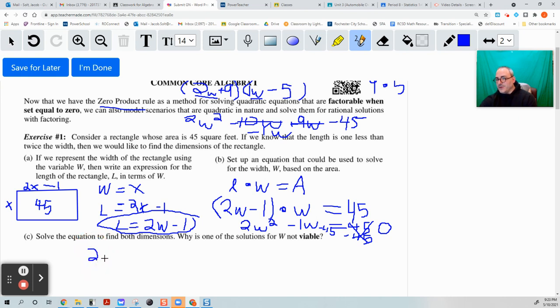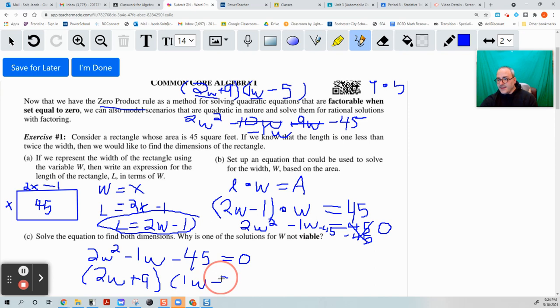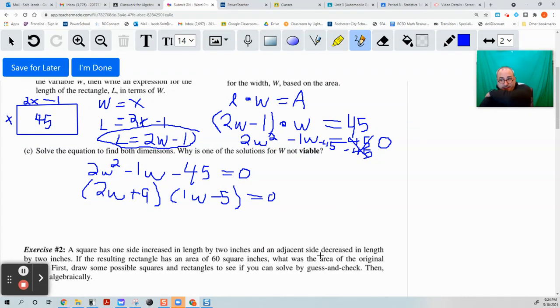Let me rewrite my equation here. 2w squared, let's see, minus 1w minus 45 equals 0. And let me write my factored piece. 2w plus 9 in parentheses, and then 1w minus 5 in parentheses equals 0. Now I'm getting somewhere in life. At least with this equation.